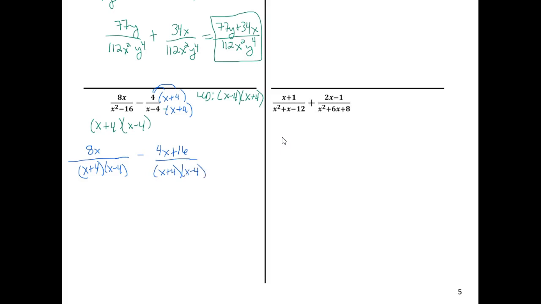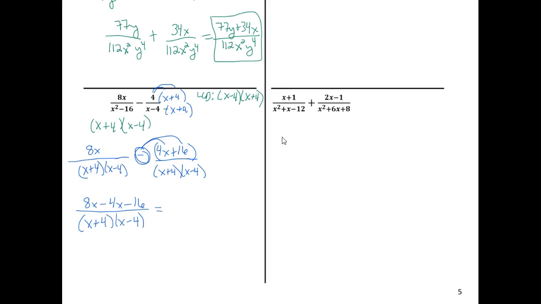All right, so I've distributed the 4, but now I have to think about this subtraction here. I have to subtract all of it, so it's going to go to the 4x and the 16. So in the numerator, I'll have 8x minus 4x minus 16 all over the LCD. The denominator doesn't change.